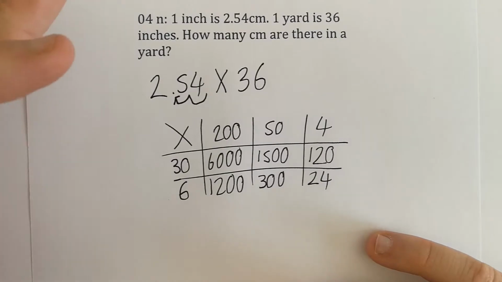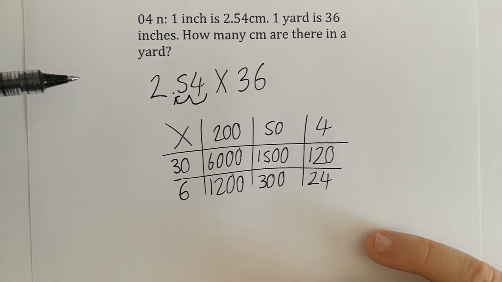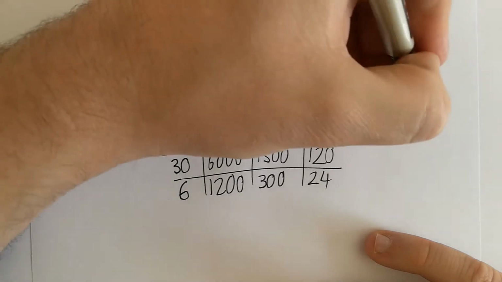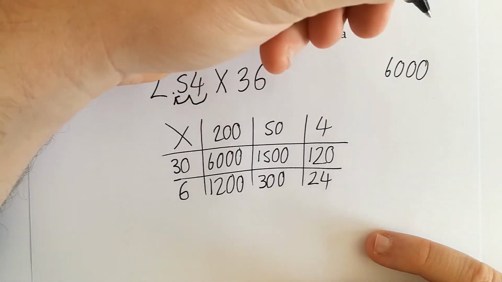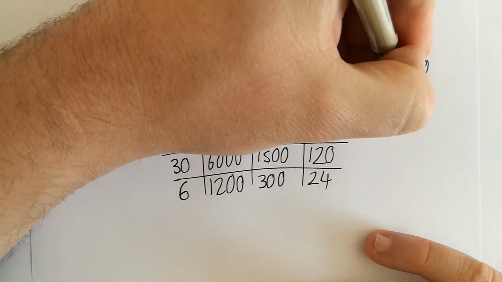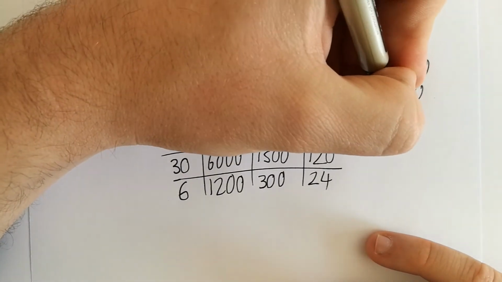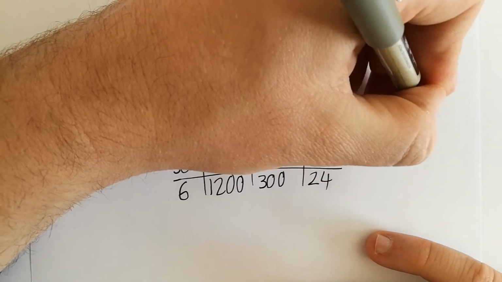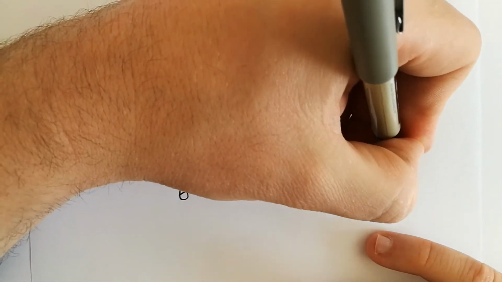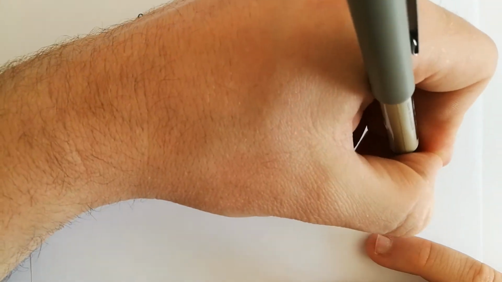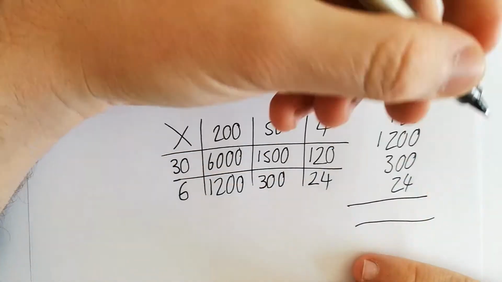And don't worry if you haven't been able to do the multiplications yourself that quickly. Feel free to write your 3s or your 6s or whatever times table you might need. And now we need to add up. So we've got 6,000, we've got 1,500, 120, 1,200, 300, and then 24. Put a big equal sign.